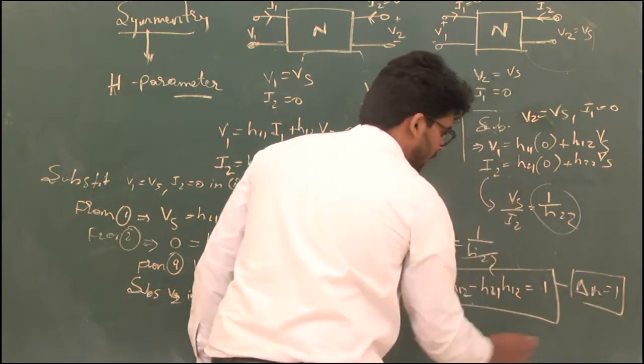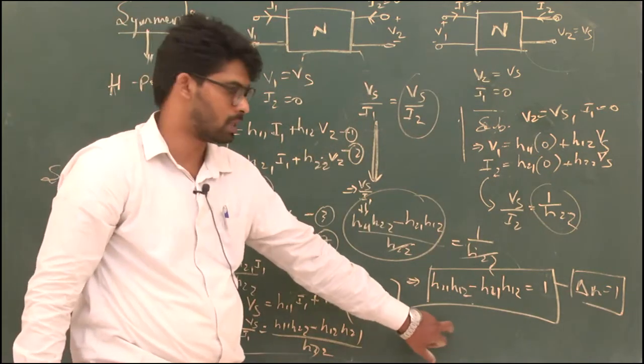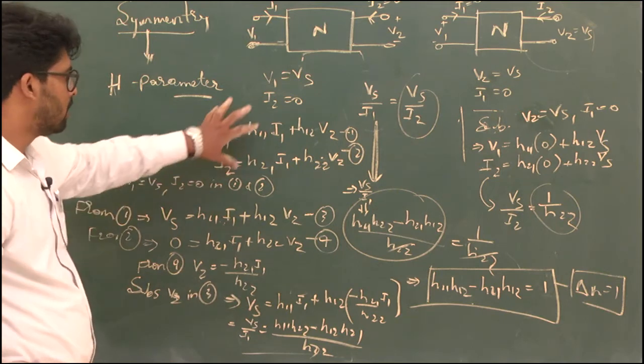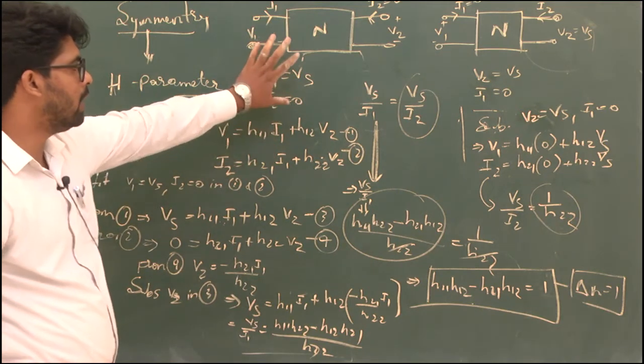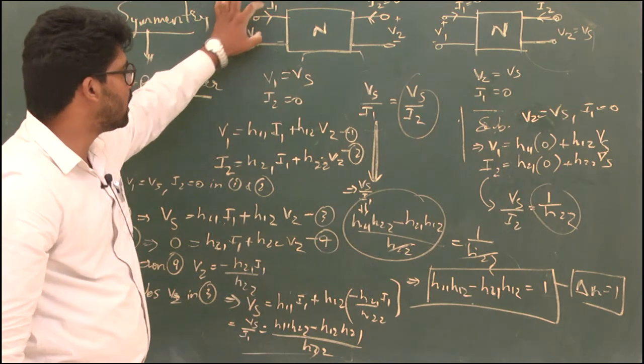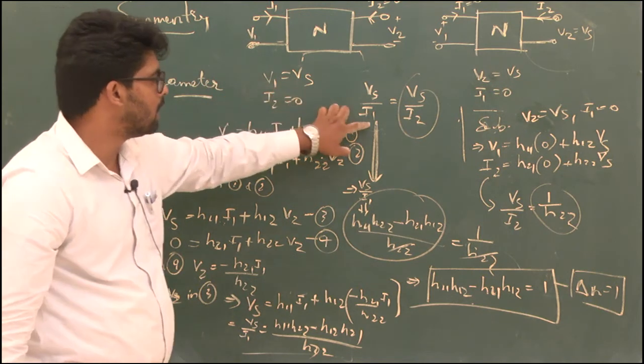This entire thing can be replaced as delta H. So this is the symmetry condition for H parameters. Okay, so again the same story runs here also. For symmetry, the main thing you should keep in mind is that we need to find the input impedance, that is V1 by I1. So in place of V1 I use Vs, that is Vs by I1.